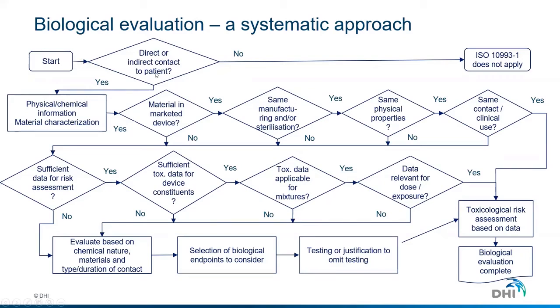flowchart, determine what the patient contact is, and describe the physical and chemical information and material characterization for the device. Assess the materials: are they present in marketed devices? If so, are they manufactured and sterilized in the same way? What about the physical properties of the device? Is that similar to an already marketed device? Does it have the same contact and clinical use? What does the data say?